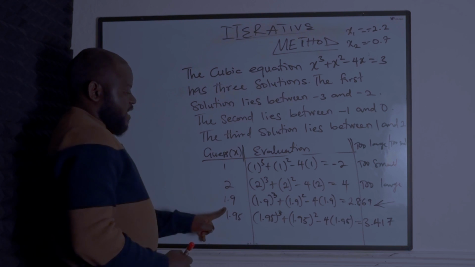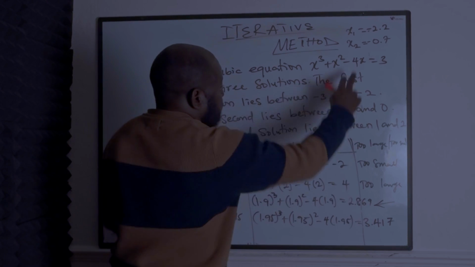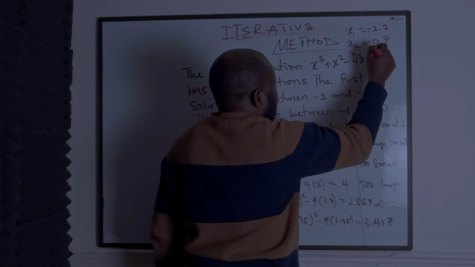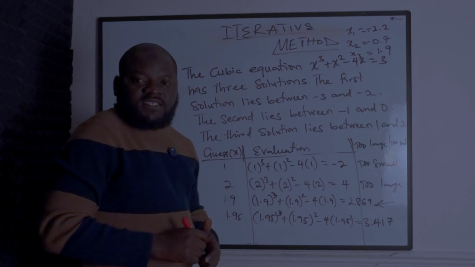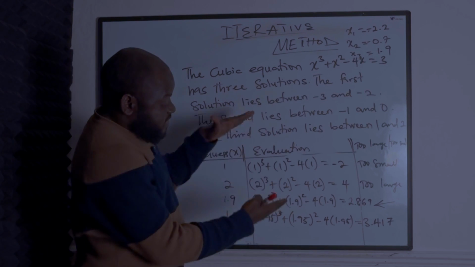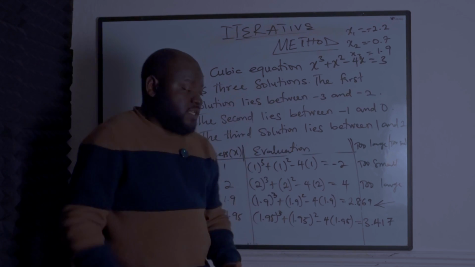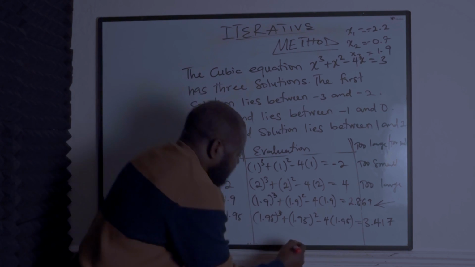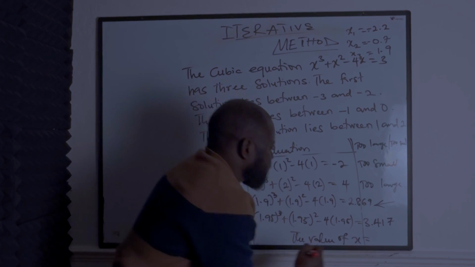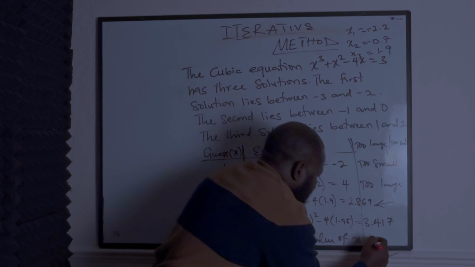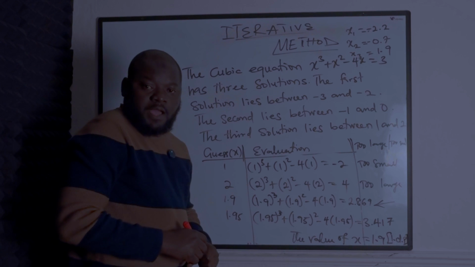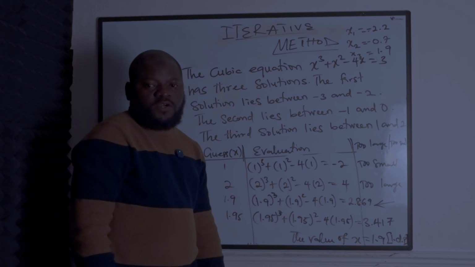That means the value of x that will give us a number closer or equal to 3 is 1.9. So that means the third value that we are looking for, x3, is 1.9. You can see now how we get the 3 solutions that we are looking for. So if you are given a table, all you need to do is copy the table, fill it, and under the table, you say the value of x is equal to 1.9 to 1 decimal place. Am I making sense now? So that's pretty much it.